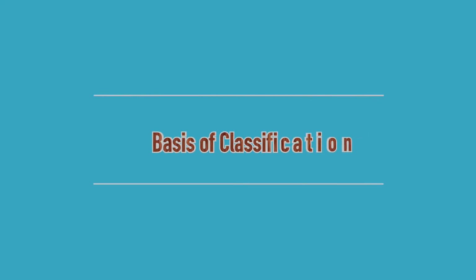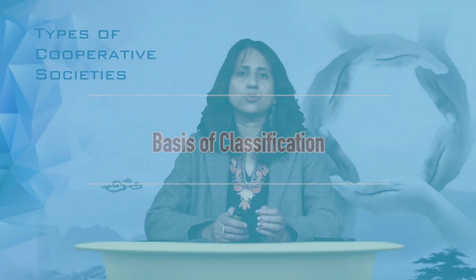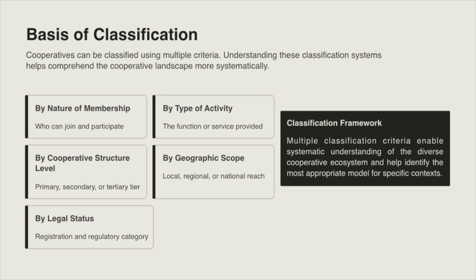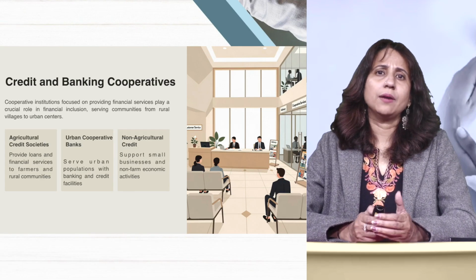So, when we talk about the basis of classification, cooperatives can be classified using multiple criteria, and understanding this classification system helps in comprehending the cooperative landscape more systematically. The first would be by nature of membership, second by the type of activity or function, third by the level in the cooperative structure, fourthly by geographic scope, then by legal status. So let us now discuss the credit and banking cooperatives.